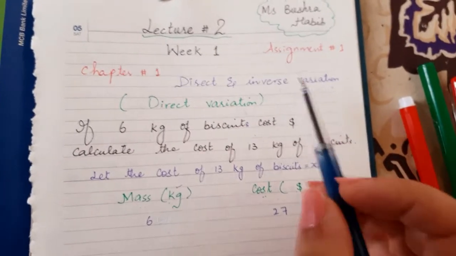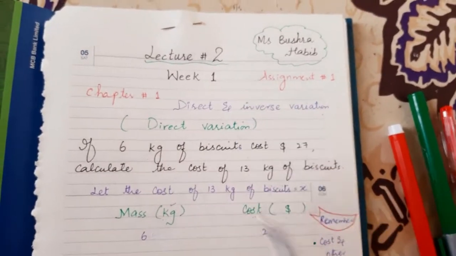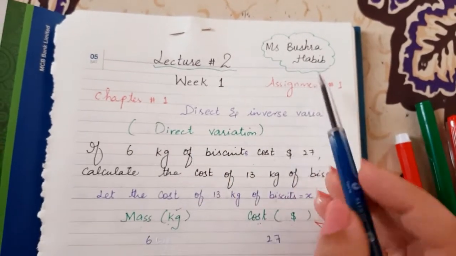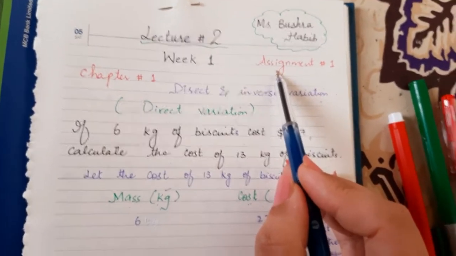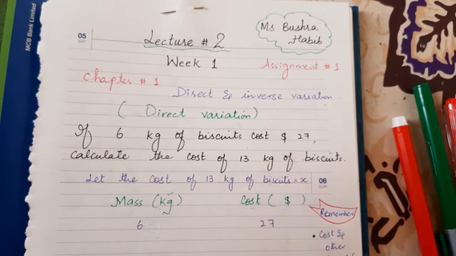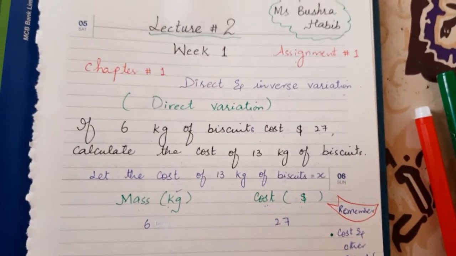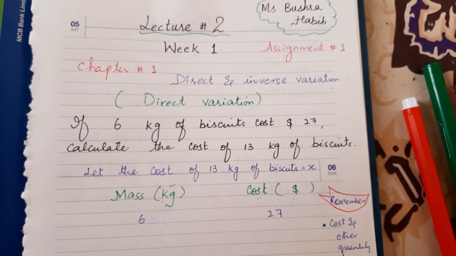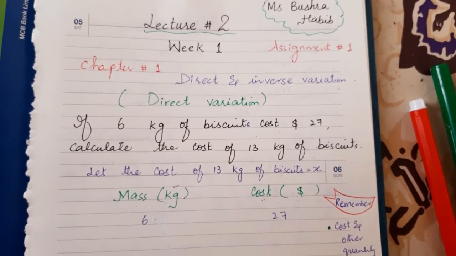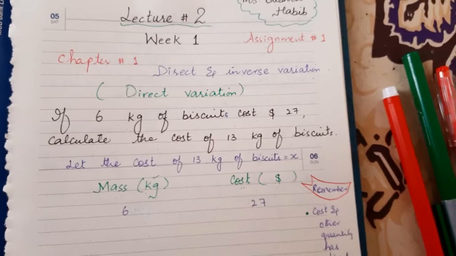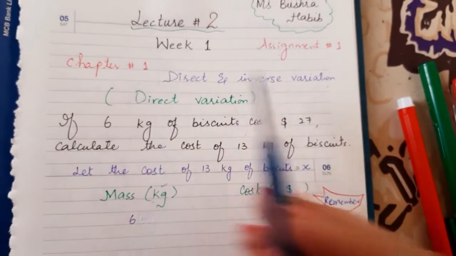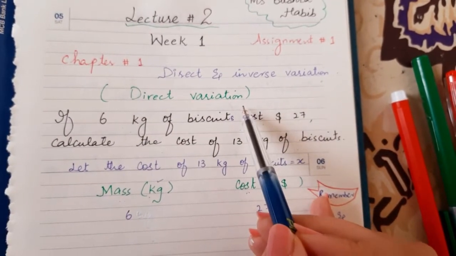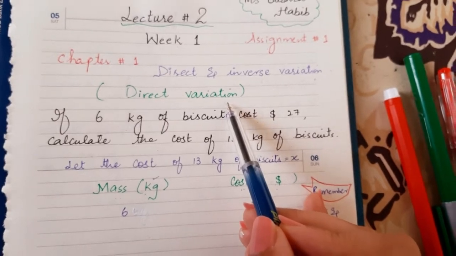So we are going to start our lecture number 2, which is about solving the questions which are given to you in assignment number 1. I am going to solve some worked examples here. They are definitely going to help you to solve your practice now questions, your assignment number 1 questions of exercise number 1A. Chapter number 1 name is direct and inverse proportion, and here we are going to deal with direct variation.